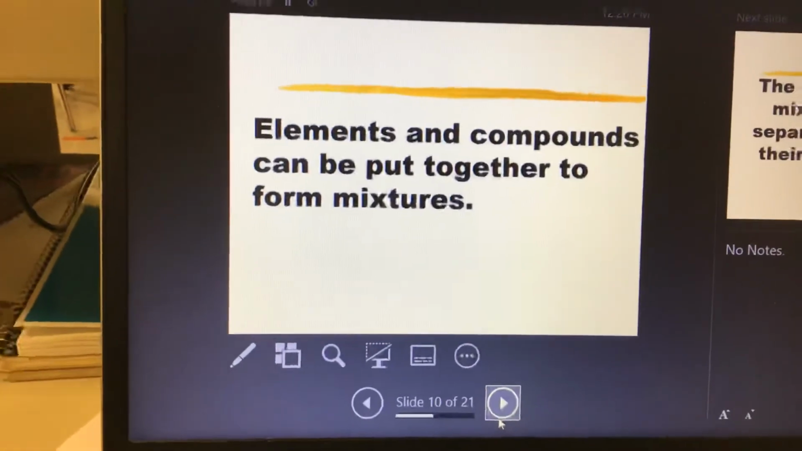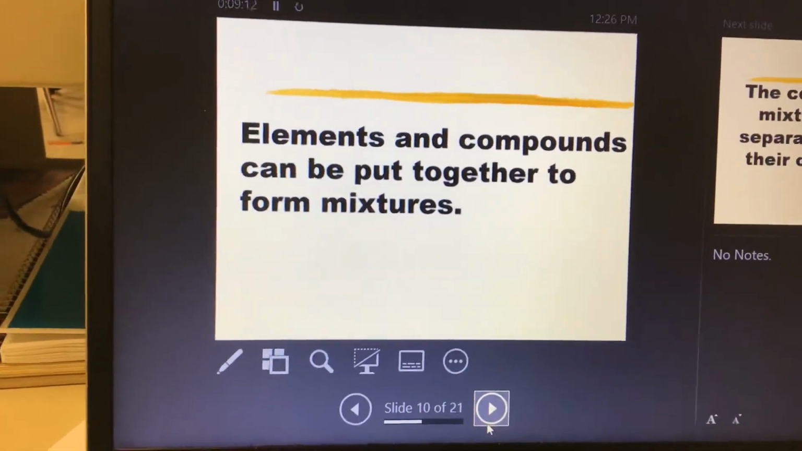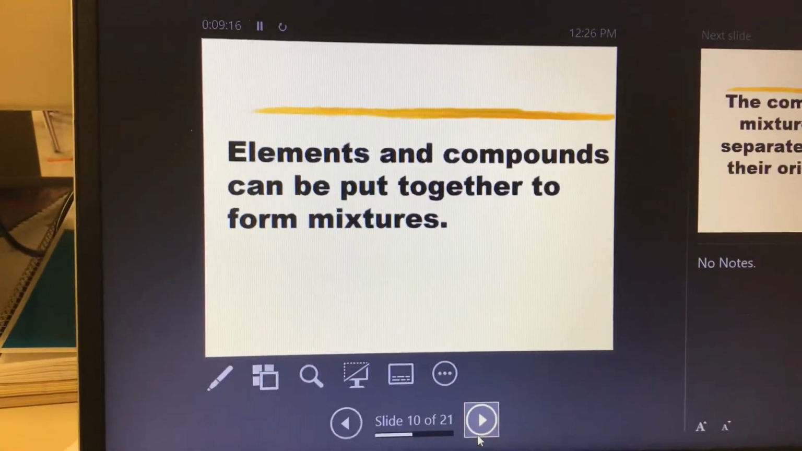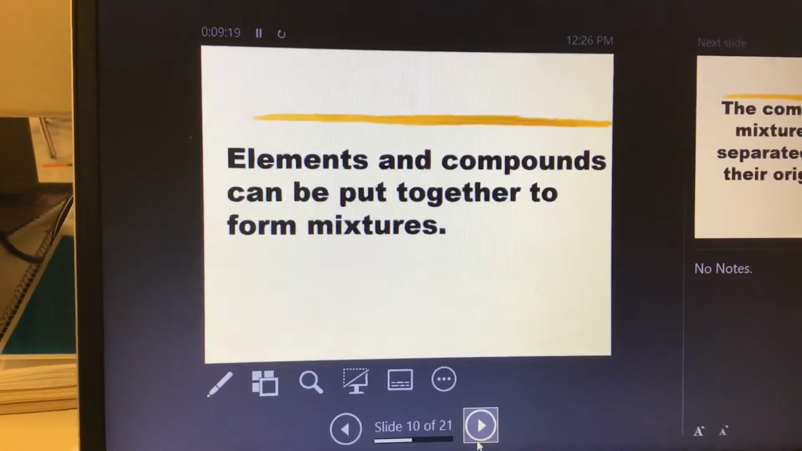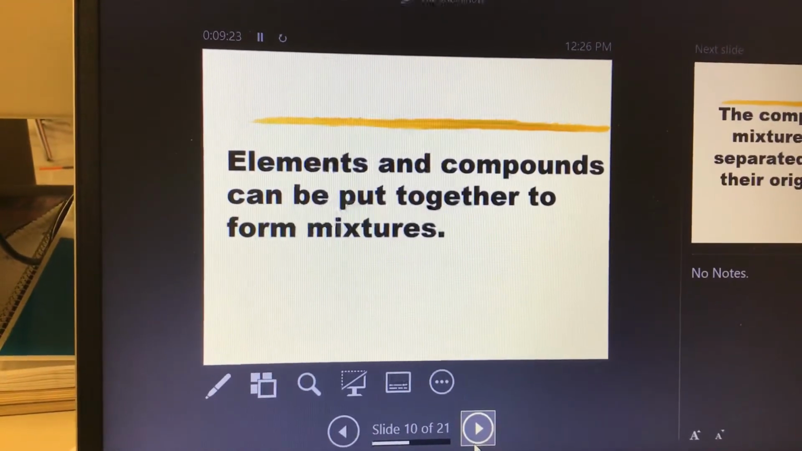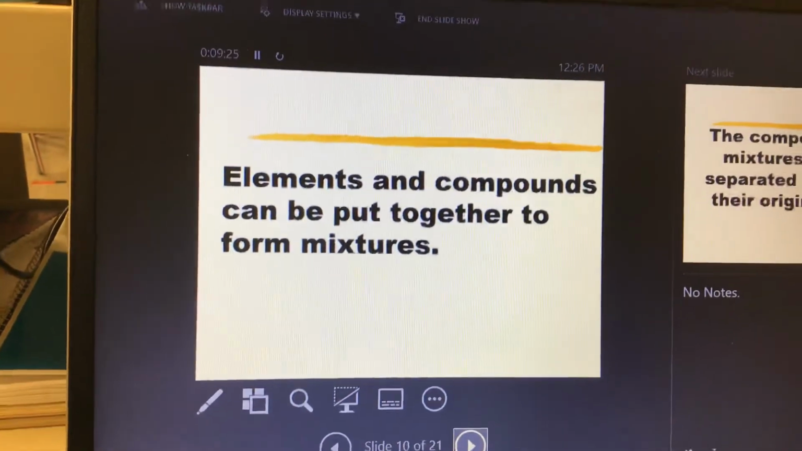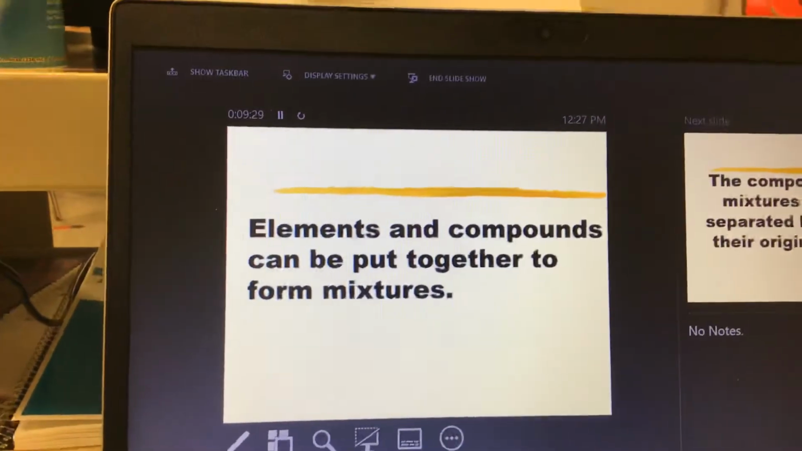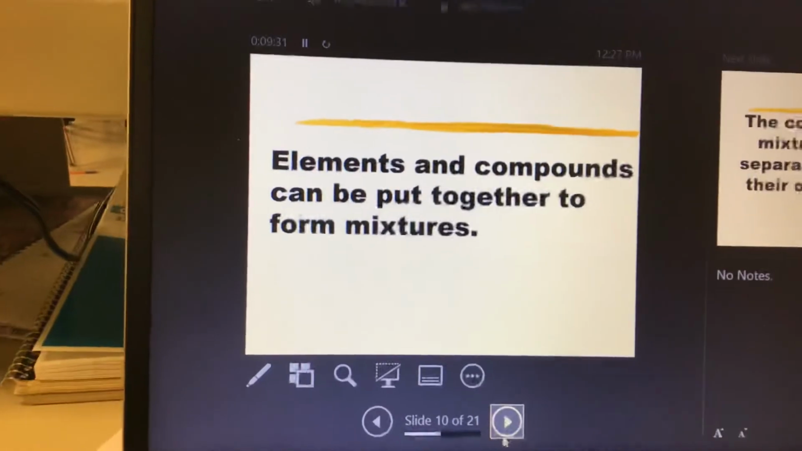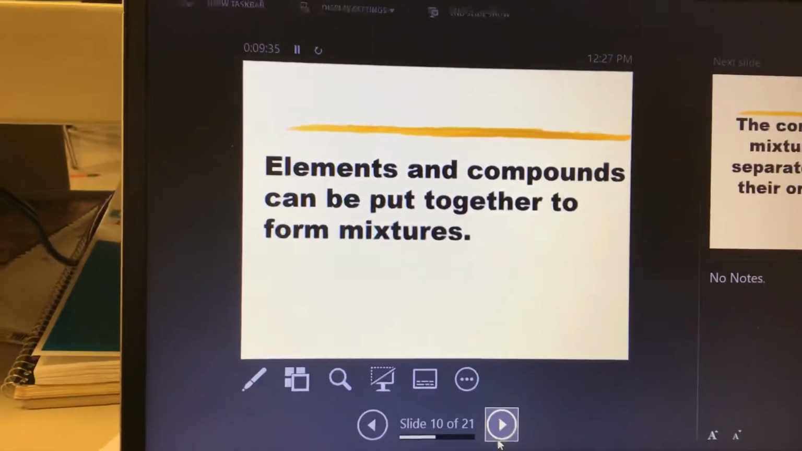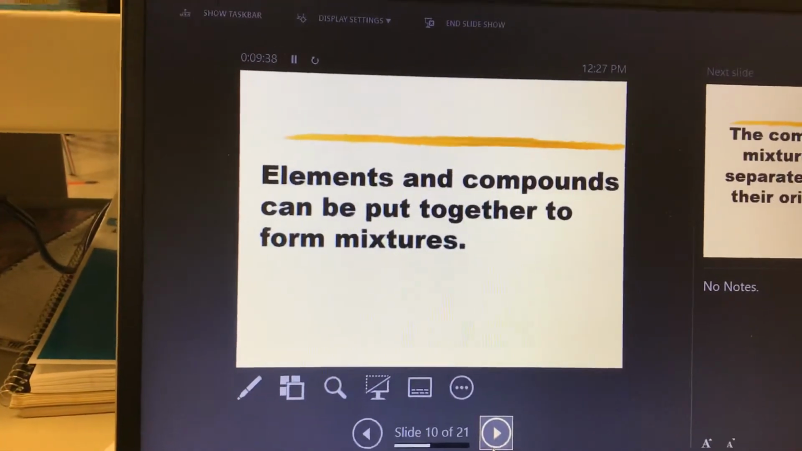Go ahead and write this down. Elements and compounds can be put together to form mixtures. A mixture is a physically put together group of things.